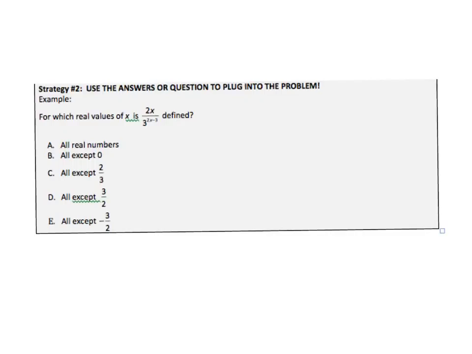Okay, strategy number 2 is to use the answers or questions to plug into the problem. So what this strategy is that, okay, you don't know how to answer this question. It says, for which real values of x is this defined? So you don't know what that means. You don't know how to do this. You don't know where to even start.